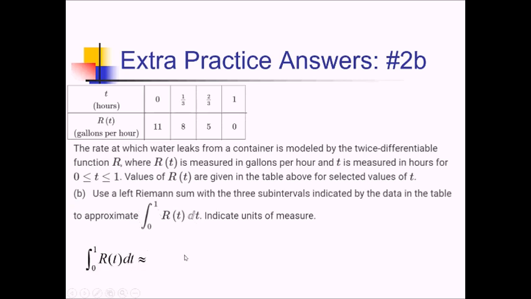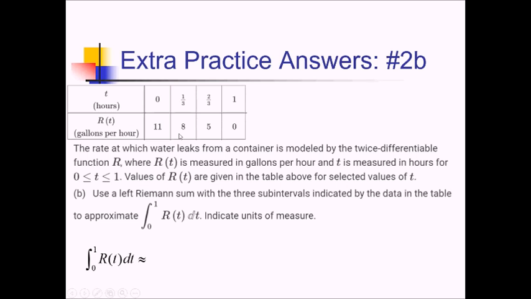Okay, so we're going to say that this integral is approximately equal to the following. Now I'm going to have 3 base times height rectangle areas going on. The bases are just going to be these hourly distances here. So they're all going to have a base of 1/3 because it's the same increments each time. The heights are going to be, well, we have a choice between a left and a right rectangle height here based off of these r of t values. Since this is a left Riemann sum, we're always going to go with the left height of each rectangle.